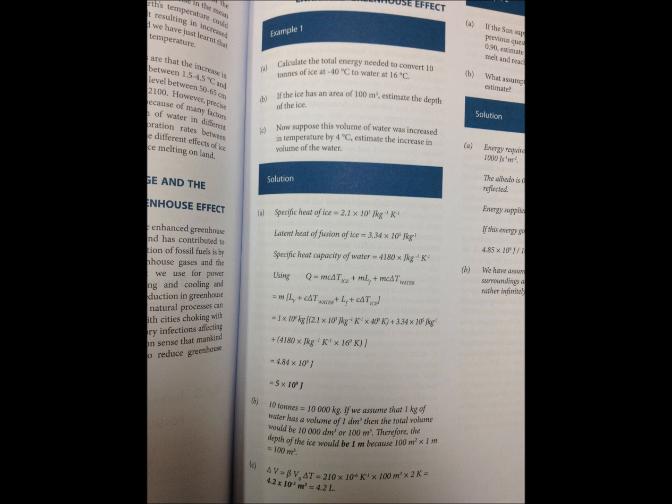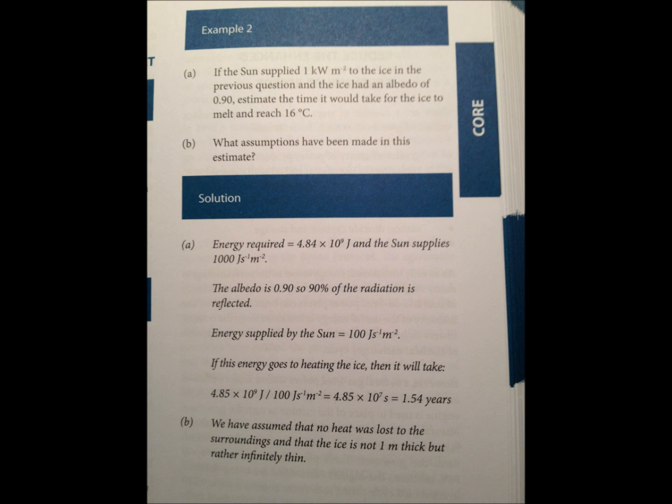Alright, so you get ΔV, which is the change in volume, equals βVΔT, equals 210 times 10 to the negative 6 Kelvin times 100 meters cubed times 2 Kelvin. This equals 4.2 times 10 to the negative second meters cubed, which equals 4.2 liters.